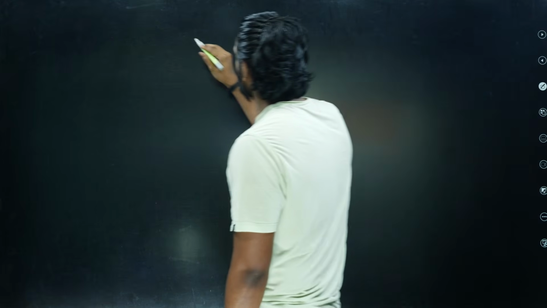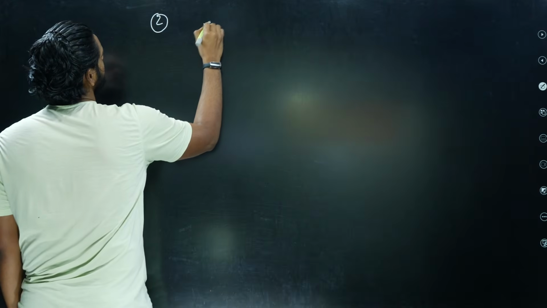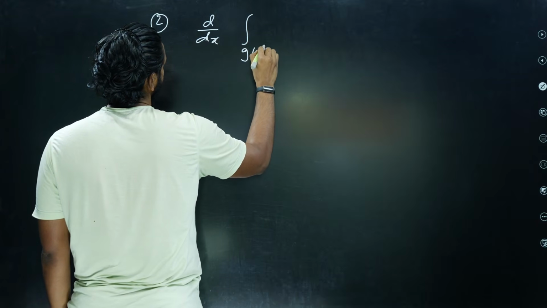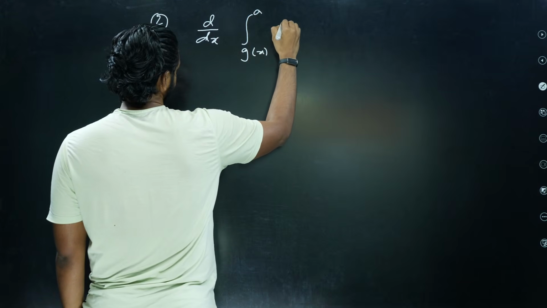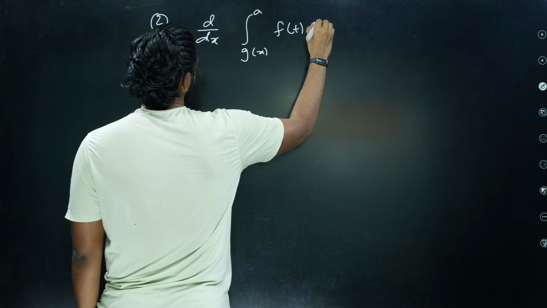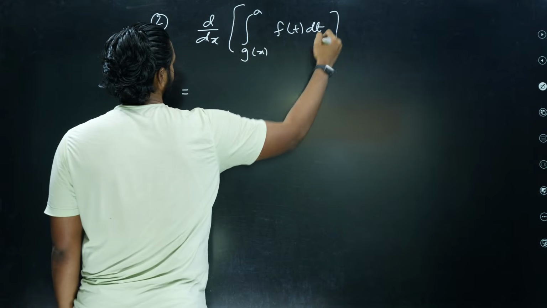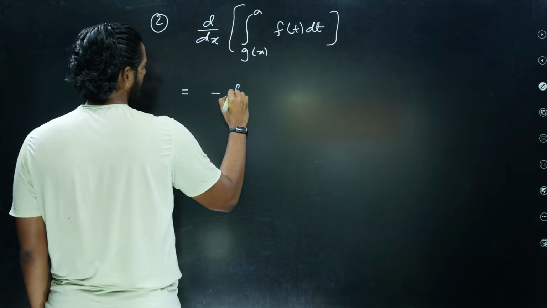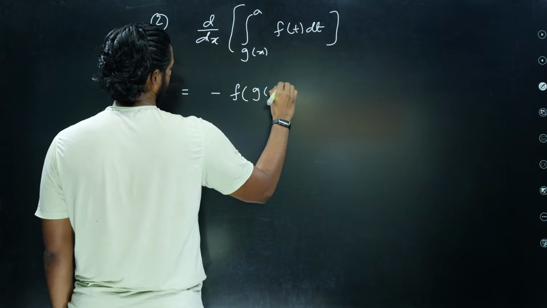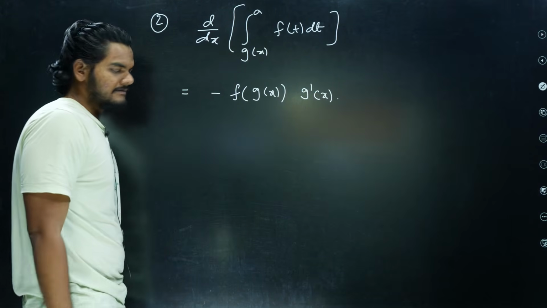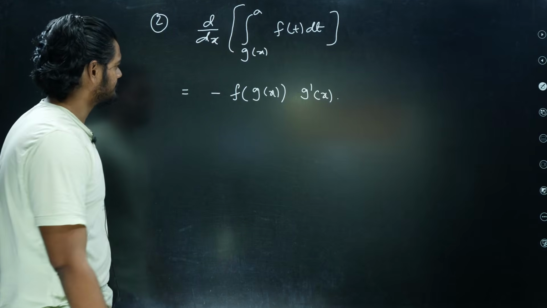Now similarly, if I have dy/dx of integral from g of x to a of f of t dt, I am sure you will see that it's just the negative of what we did previously, and it will be minus f of g of x into g dash of x. Alright, clear?